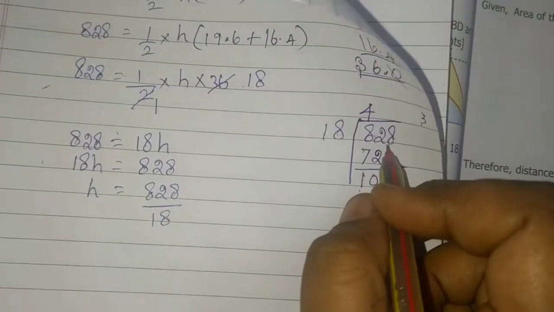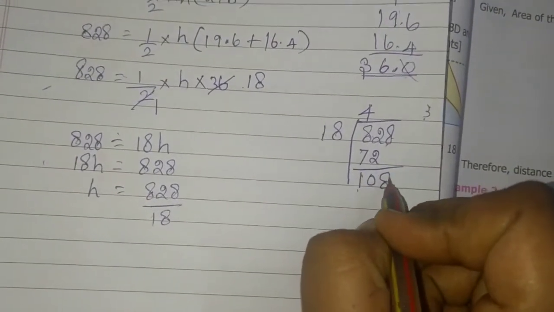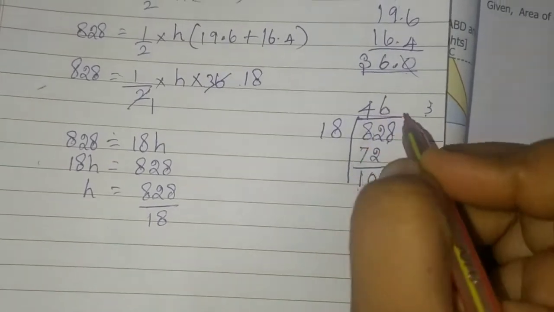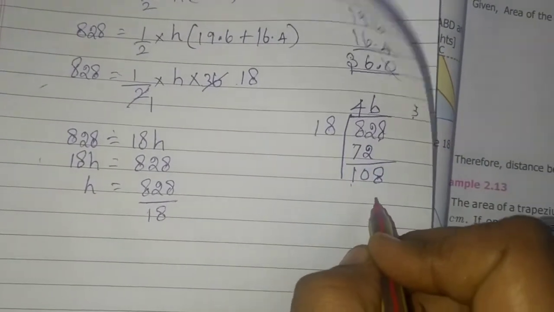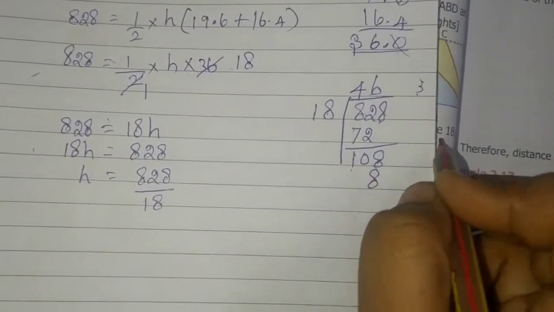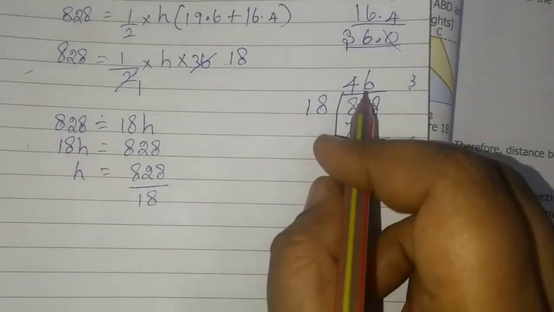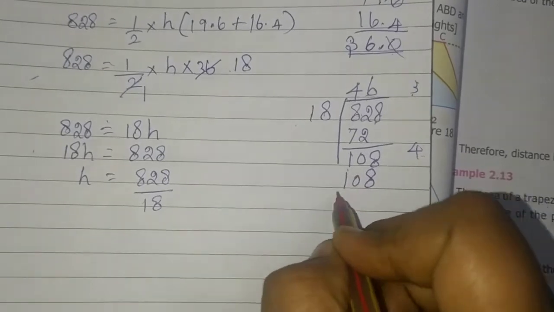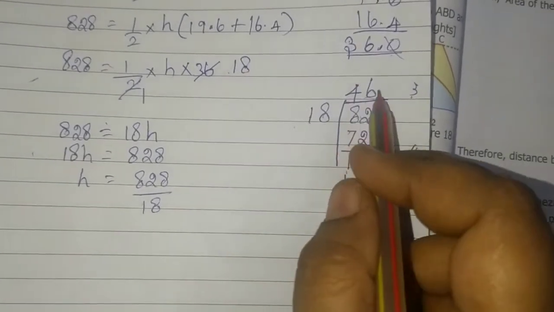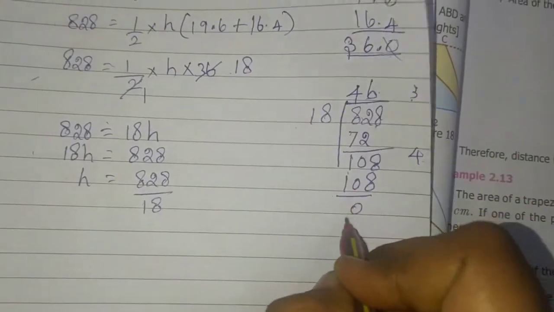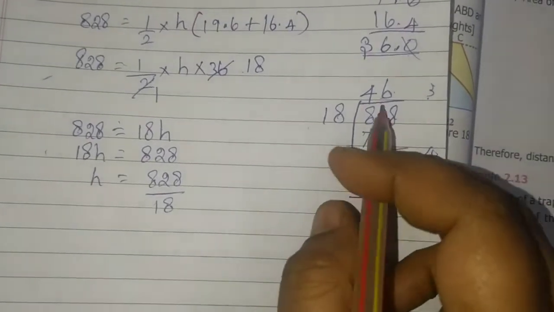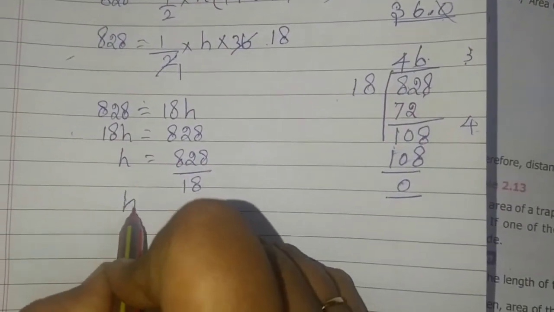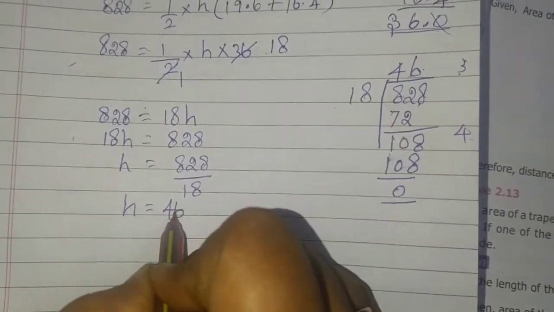Now I have to bring down this 8. So now I will take 6. 6 8s are, open your mouth and say 6 8s are 48. I will keep 4 as a carry, so 6 1s are 6, 6 plus 4 is 10. Now I will get 18 into 6 is 108, so 0 is the remainder. So now I have divided, so I will get the answer h equal to 46.